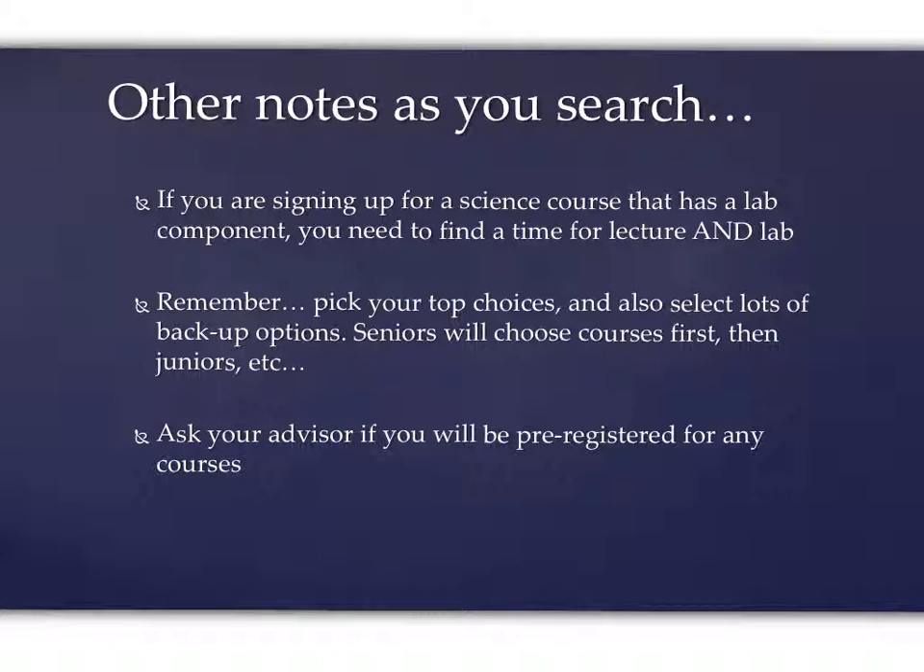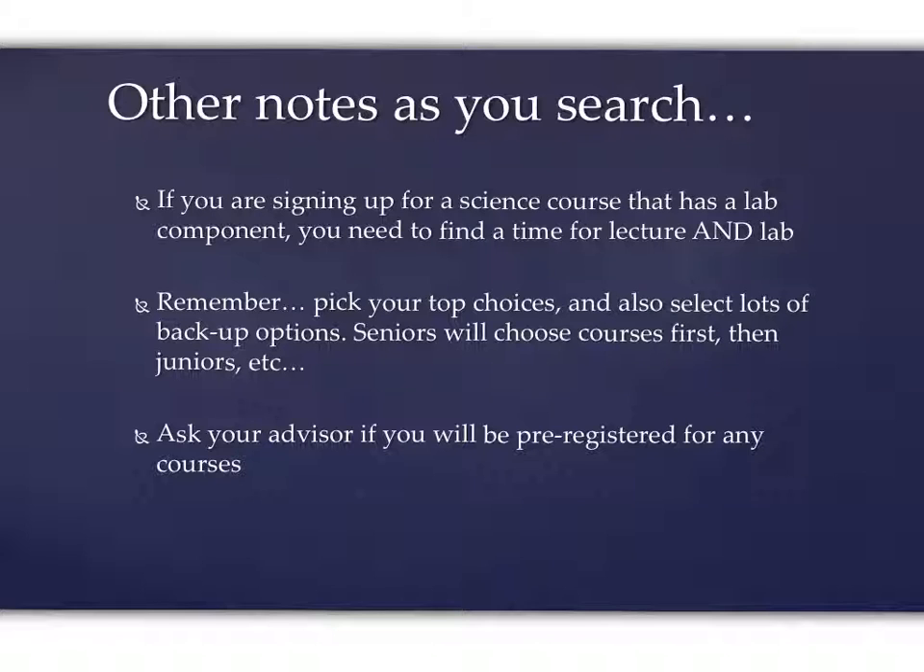A few more notes as you move ahead. If you're signing up for a science course that has a separate lab time, you need to select a time for both the lecture and the lab. They are listed separately. Remember, pick your top choices and also select lots of backup options. Seniors will choose courses first, then juniors, etc.